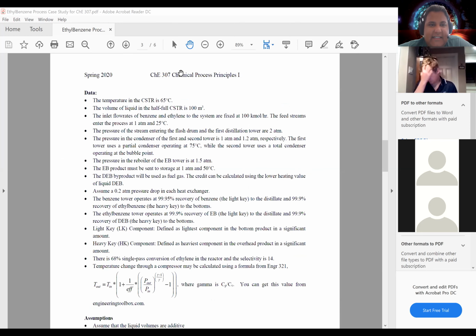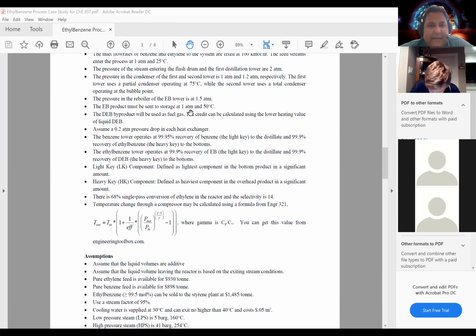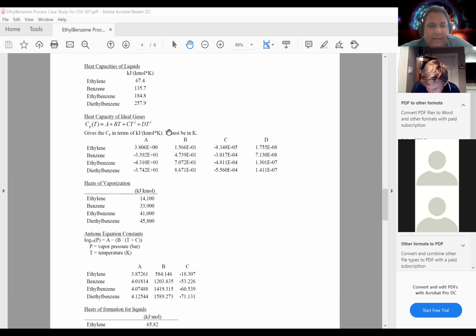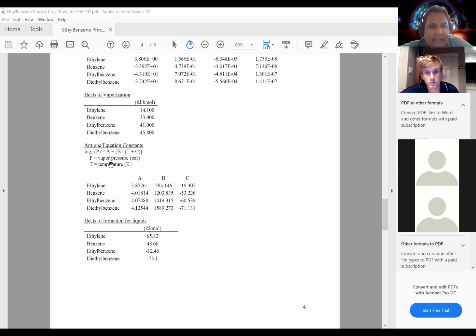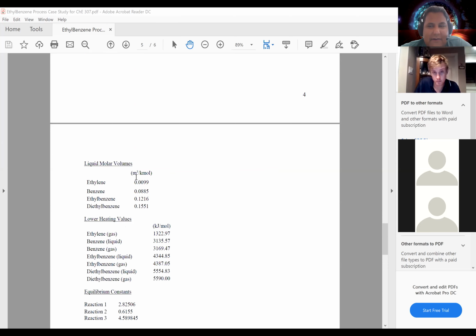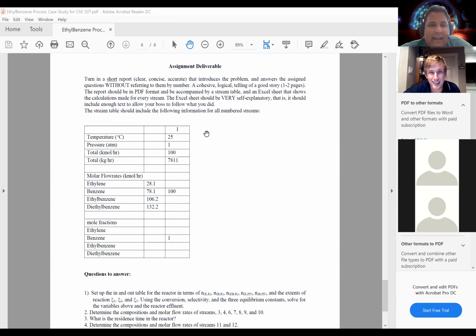And here's some information for this process. You will not need all of it, but you will need a good bit of it in terms of doing the material balances. Here are some of the assumptions associated with cost and energy, some data, heat capacities if you want to do math with them, the ideal gas equation for heat capacity, Antoine equations, heats of formation, all the stuff that we got from Google for you, so you didn't have to do the Googling. It's pre-Googled. And this is the actual assignment.